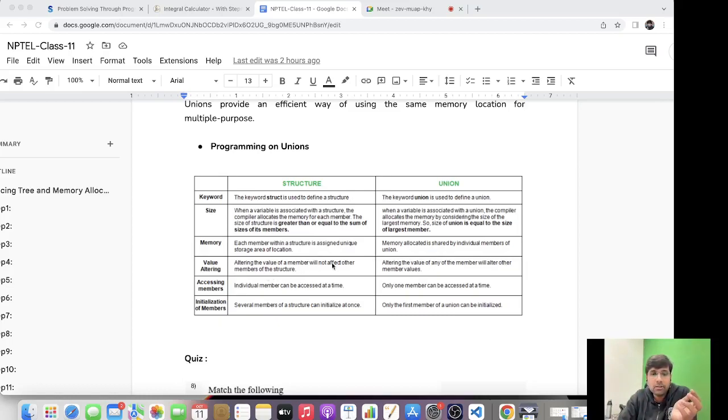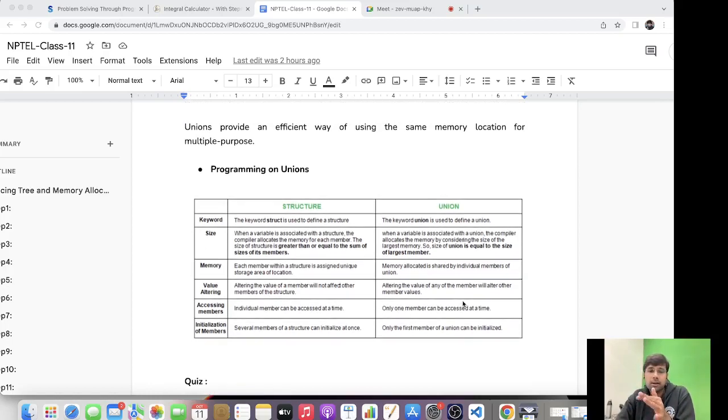Altering the values of members in a structure will not affect the other values, whereas in unions, because we are using the same memory location, when you try to alter it, you will see the other values overridden, or you can see garbage values. Because it is accessing through one single memory location, only one member is accessed at a time. Several members of a structure can be initialized at once, but only one member of a union can be initialized at once. So this is the subtle difference between structure and union.